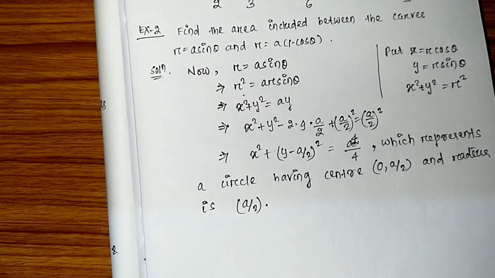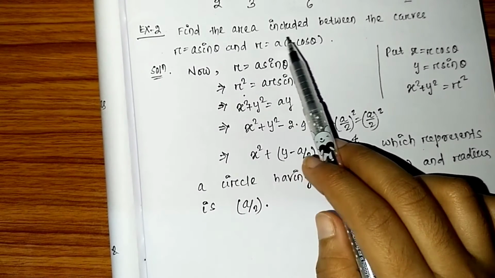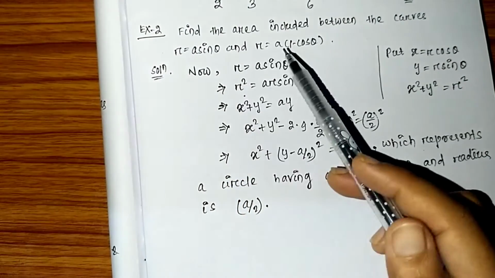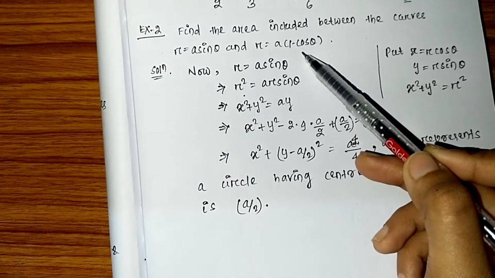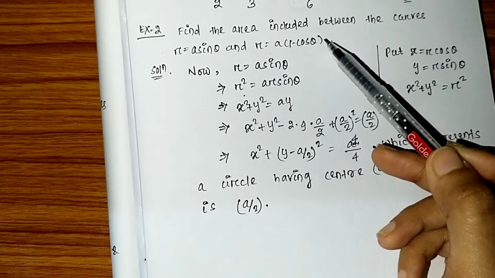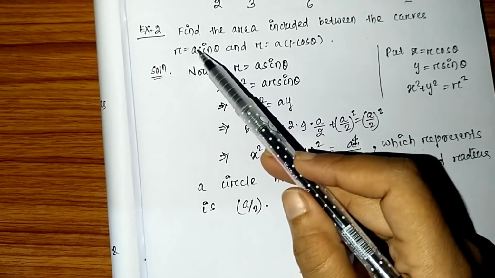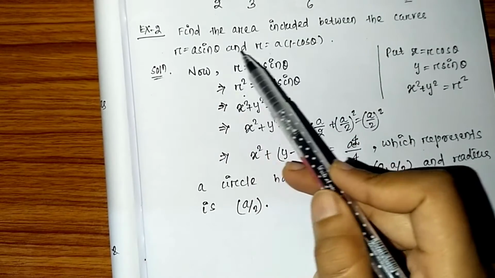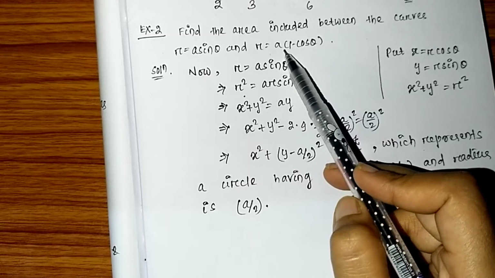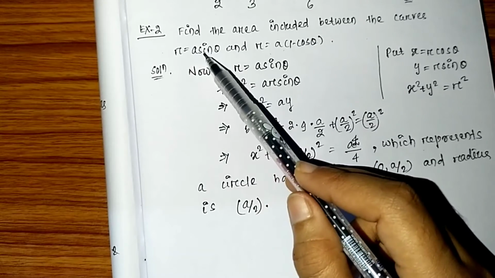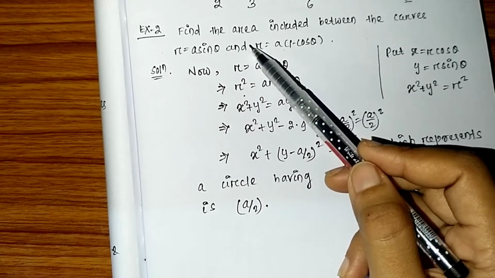applications in polar coordinates. So our question is, find the area included between the curves r equal to a sin theta and r equal to a into 1 minus cos theta. So we are going to find the area between these two curves. Now we see the representation of those curves.